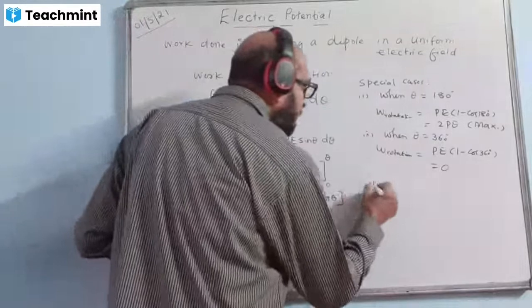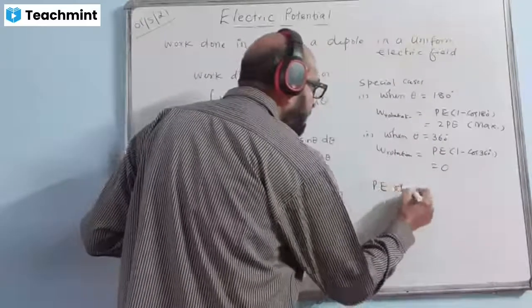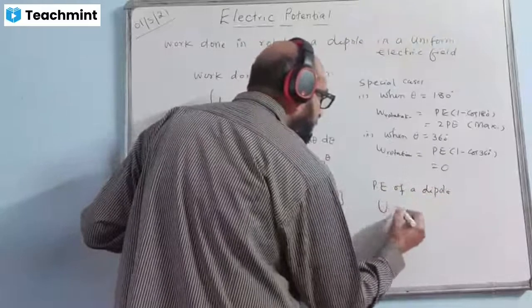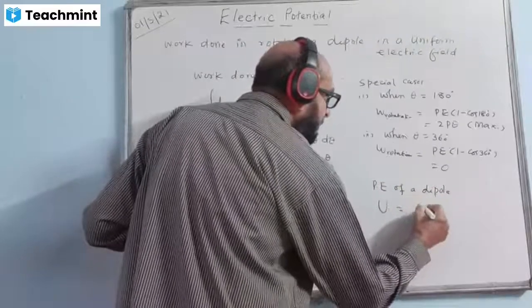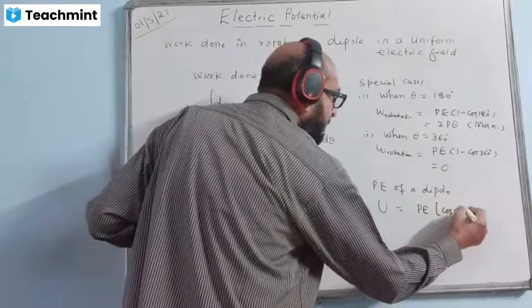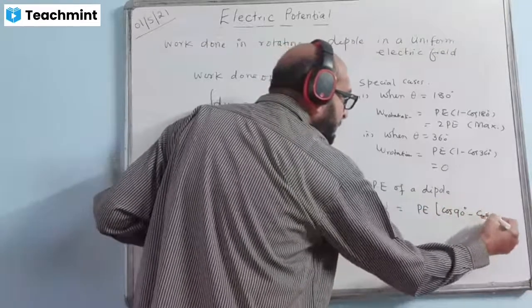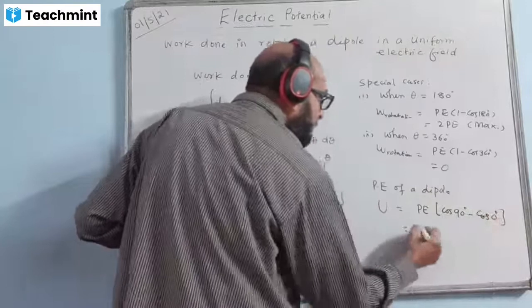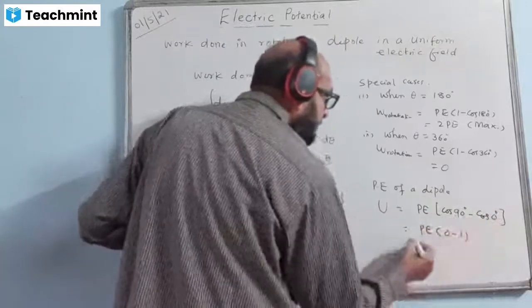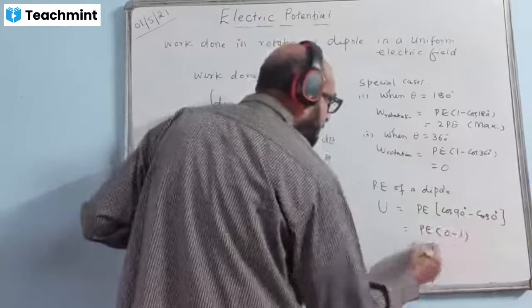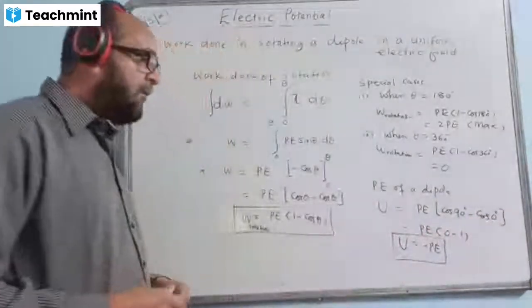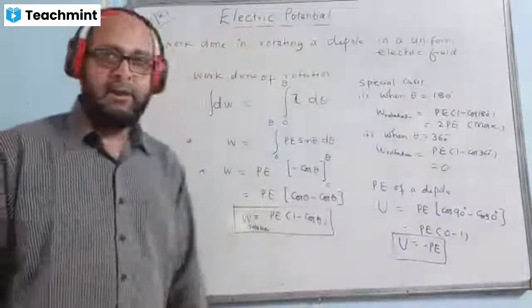Therefore, right below this, the PE of a dipole denoted by U is equal to, here we are writing PE, we are rotating the dipole from 90 degree to 0 degree, right? Cos 90 minus cos 0 degree. This becomes PE, cos 90 degree is 0 and cos 0 degree is 1. So the answer will become minus PE. This is the formula. Potential energy of a dipole, U formula is minus PE.